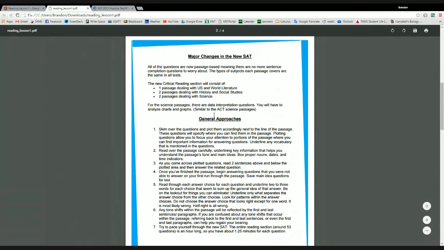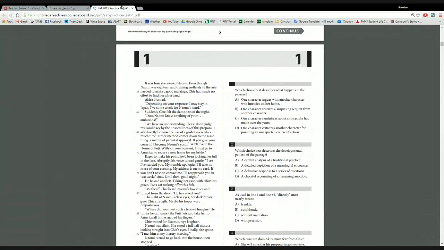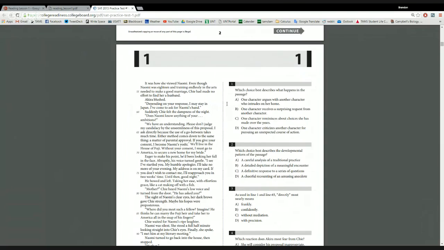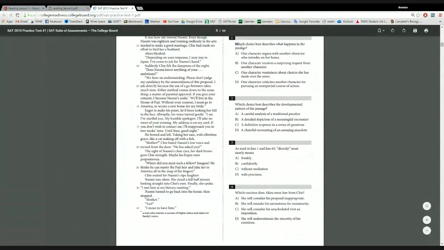Now, we're going to go ahead and jump into the passages. First, we're going to talk about some general approaches. The first thing you want to do when you encounter a section is to skim over the questions and plot them accordingly next to the line of the passage. For example, I have a College Board release test here, and here's the passage, and we're going to skim through the questions.